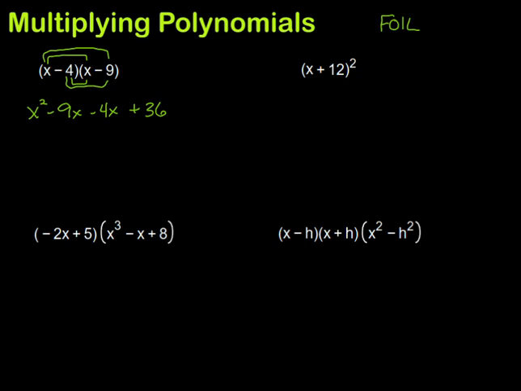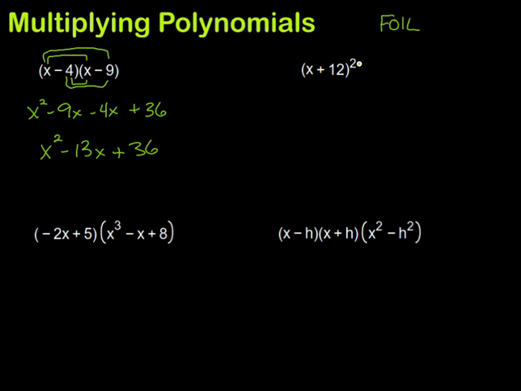Often when we multiply polynomials, we're going to find that there's some like terms that show up. And in this case, we've got some like terms right here, the negative 9x and negative 4x. And so let's combine those and we end up with x squared minus 13x plus 36. And now we don't have any more like terms because this has an x squared and x, and there's a constant there, so we're good. That's it.